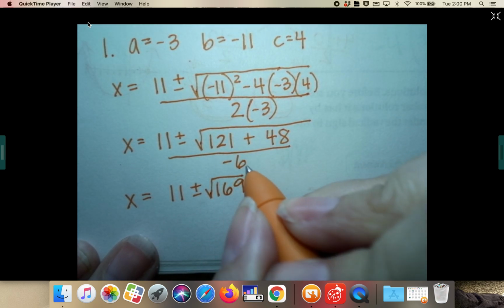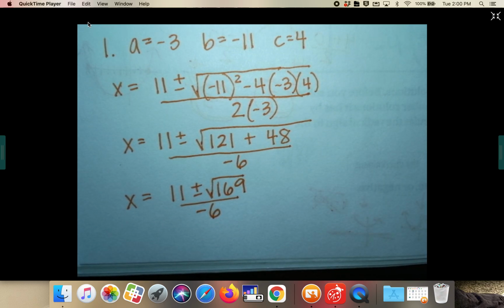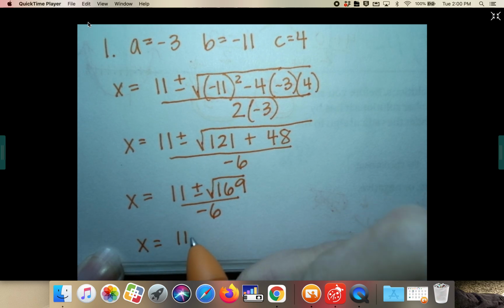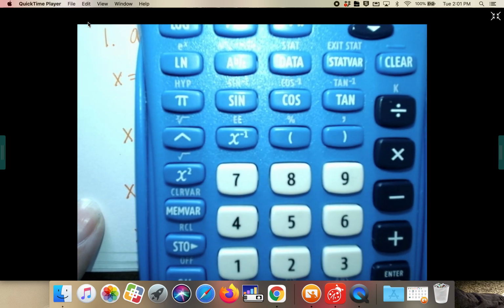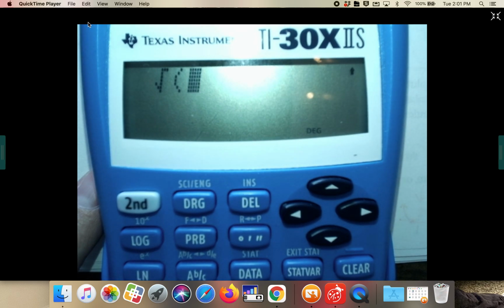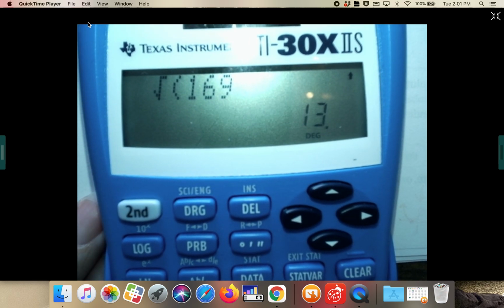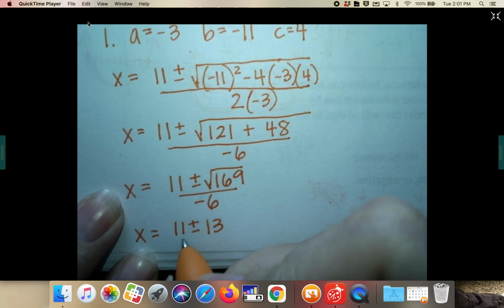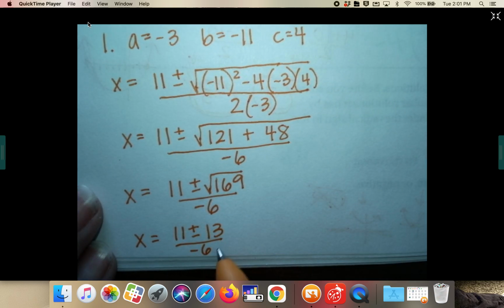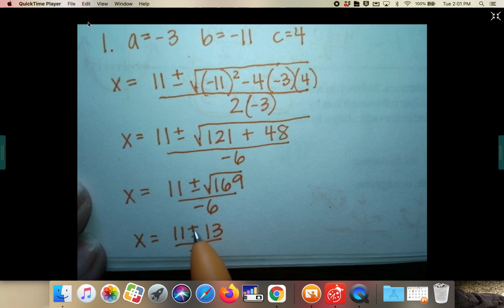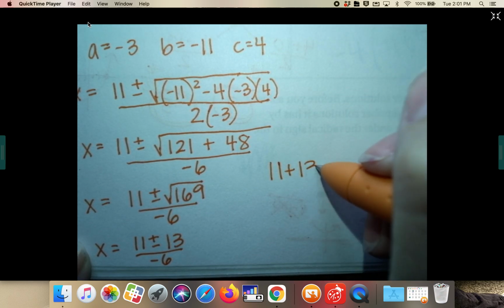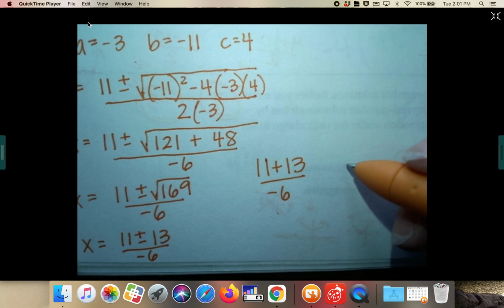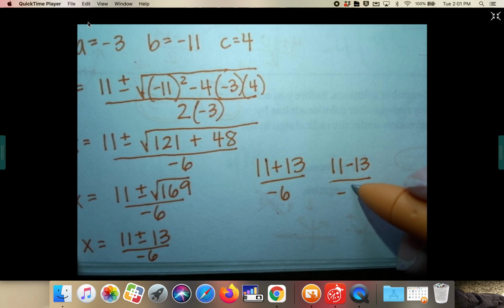And by the way, that comes out evenly, which I like, because if you know your square roots, you know that's, I think, 13. Maybe. Watch it not be. Okay. 11 plus or minus the square root of 169. In order to do that, you have to shift it on my calculator and then push this one, which will bring up the square root. 169 is 13. 13 times 13. So 13 divided by -6. Okay, this is where you branch it off into 2 problems. One is going to be plus and one is going to be minus. So I'm going to find a little space over here, and I'm going to do 11 plus 13 divided by -6 and 11 minus 13 divided by -6.